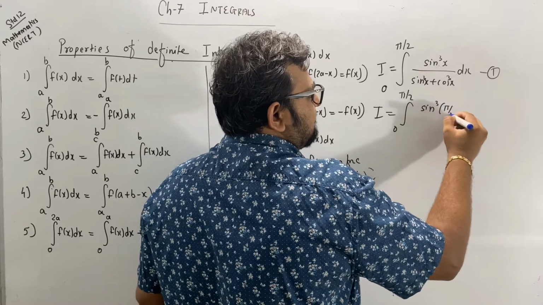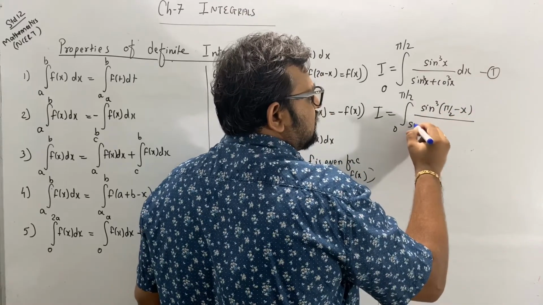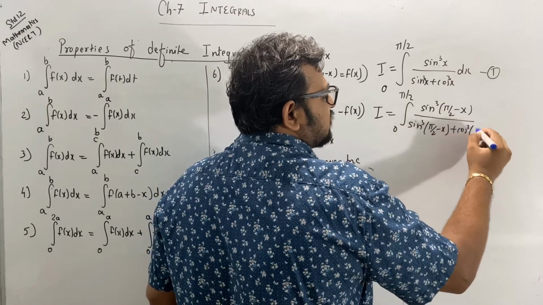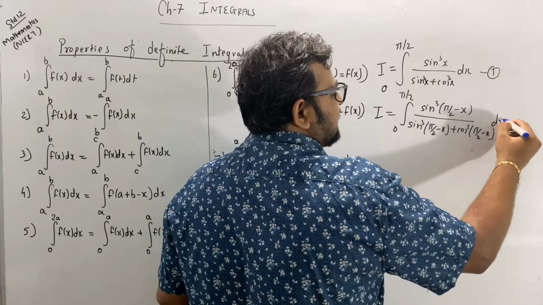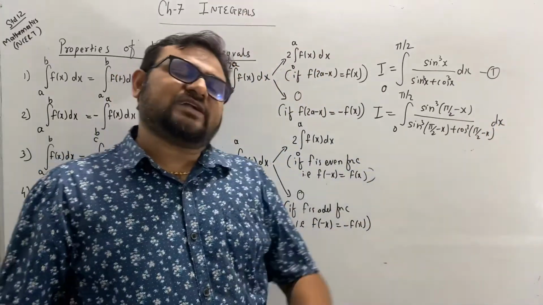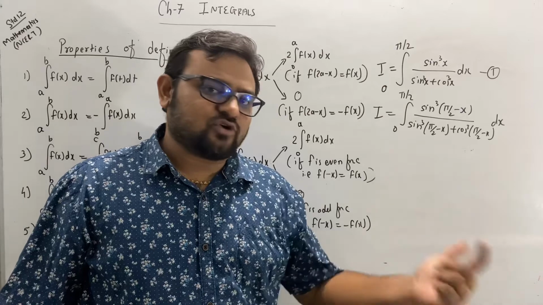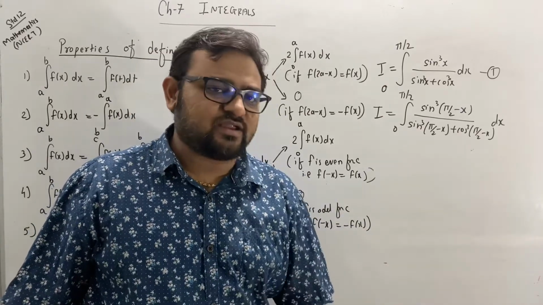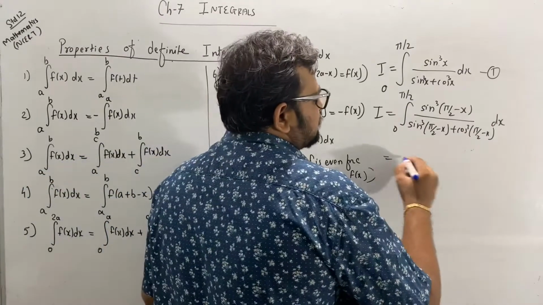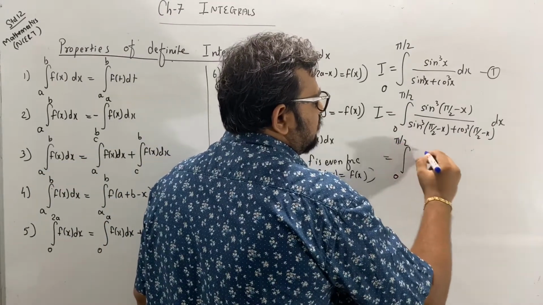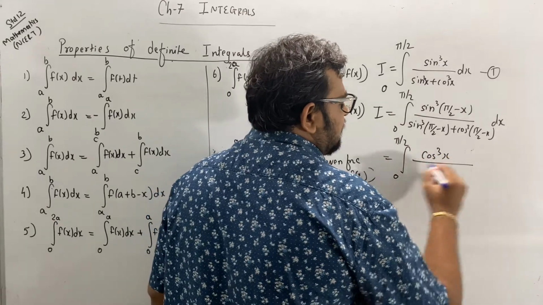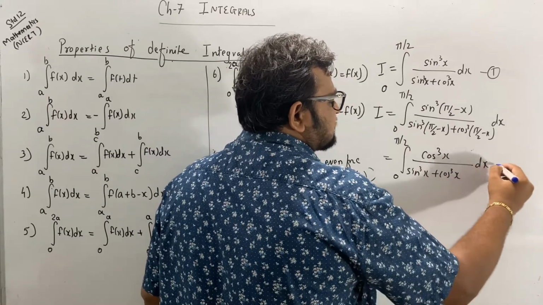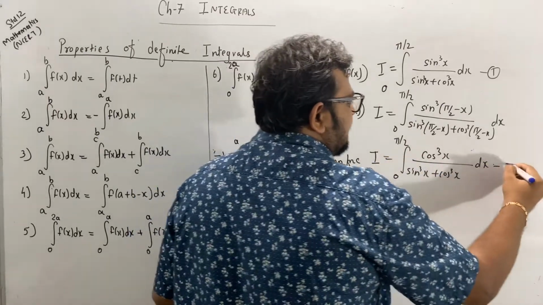sin cube of pi by 2 minus x upon sin cube of pi by 2 minus x plus cos cube of pi by 2 minus x dx. Now we know that sin of pi by 2 minus x is equal to cos x and cos of pi by 2 minus x is equal to sin x. And as it is in the first quadrant, it will always be positive. So this will be 0 to pi by 2 cos cube x upon sin cube x plus cos cube x dx. Okay, this is also equal to I, name it as 2.